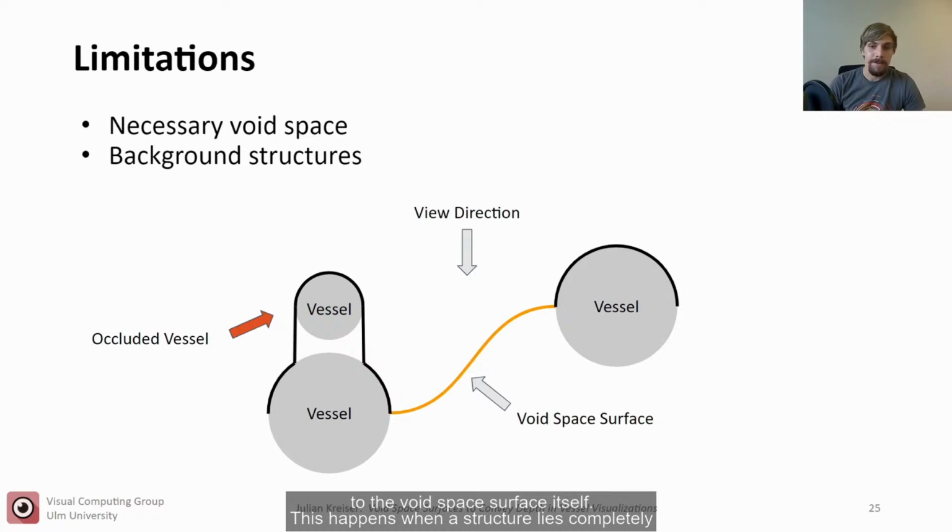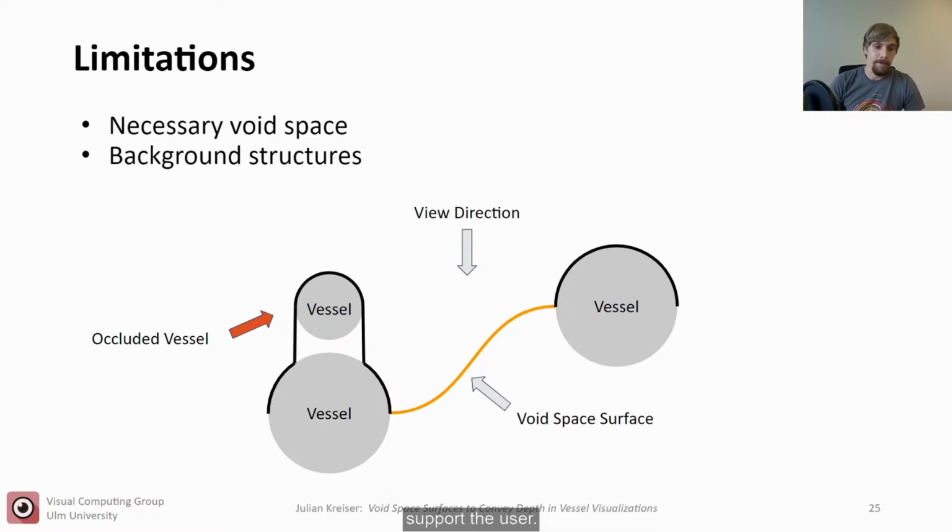This happens when a structure lies completely in front of the other one and gets occluded from the background side, as this illustration here shows. In this case, only occlusion and shading cues support the user.